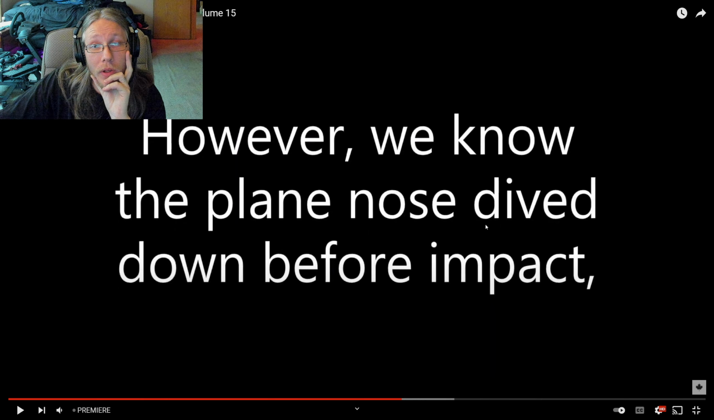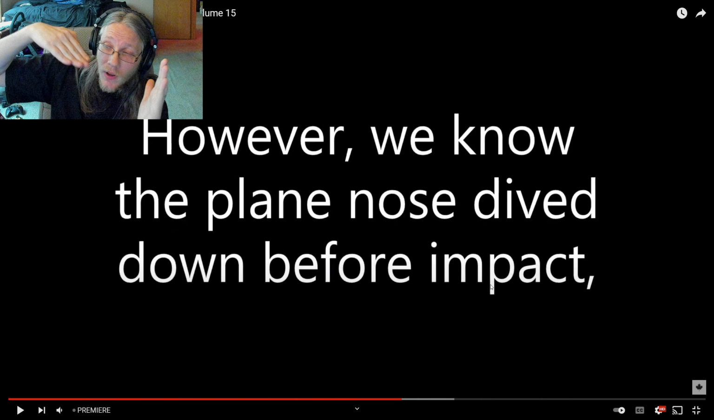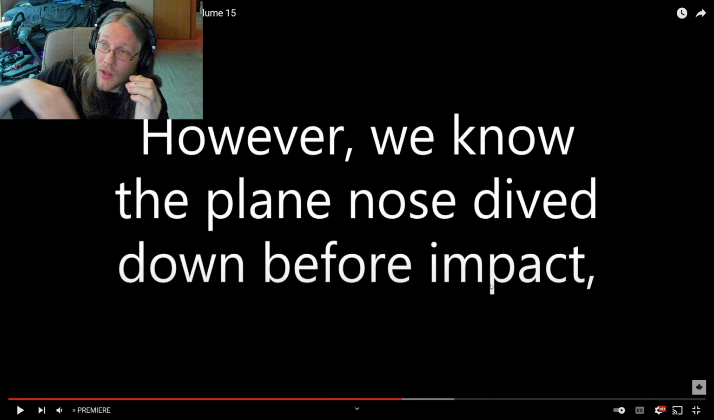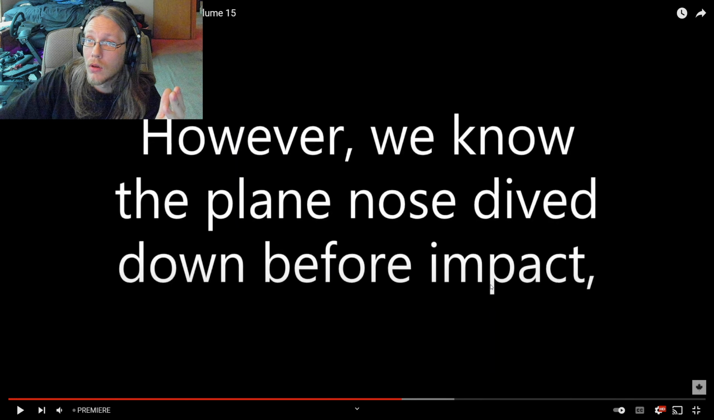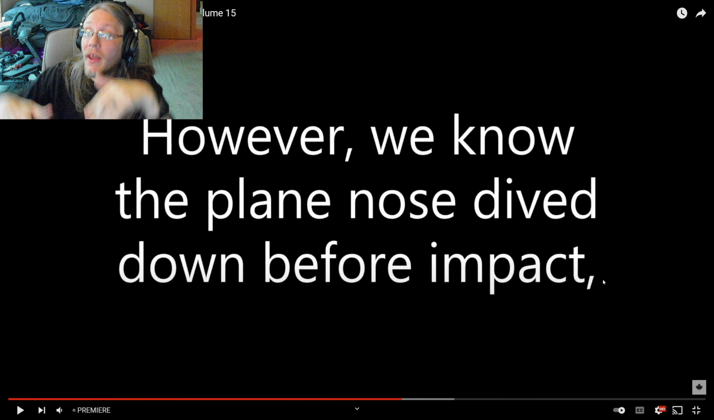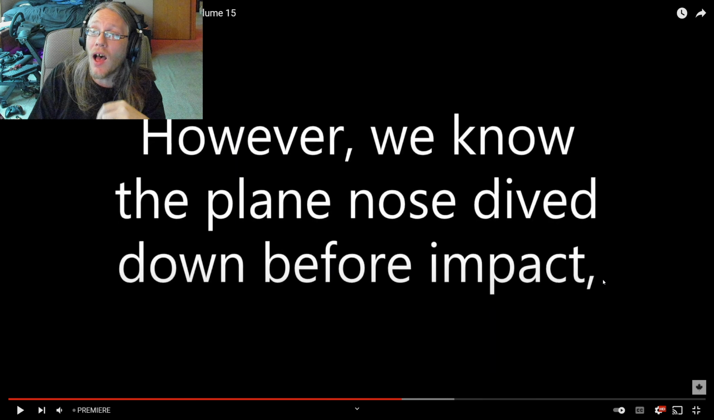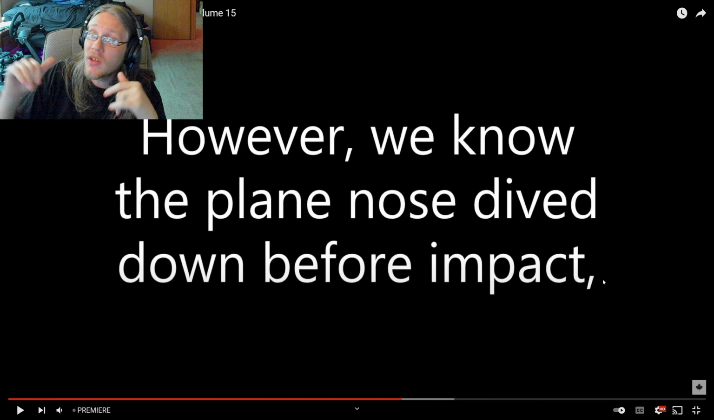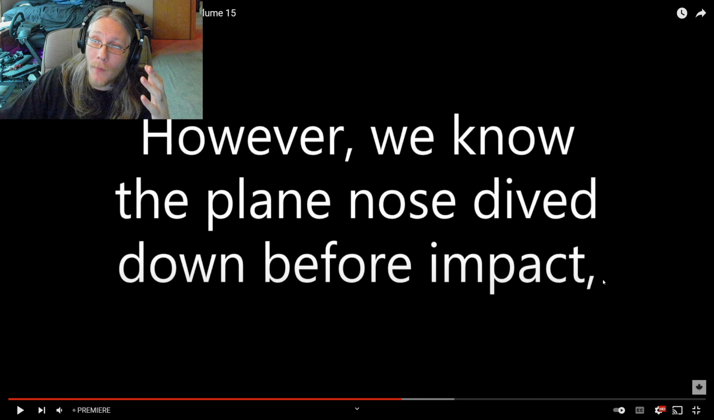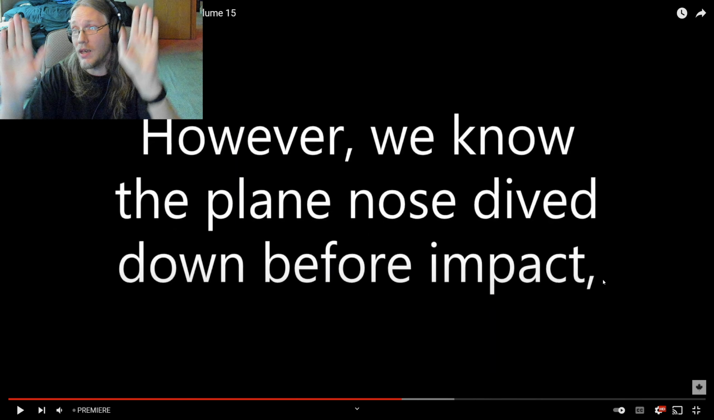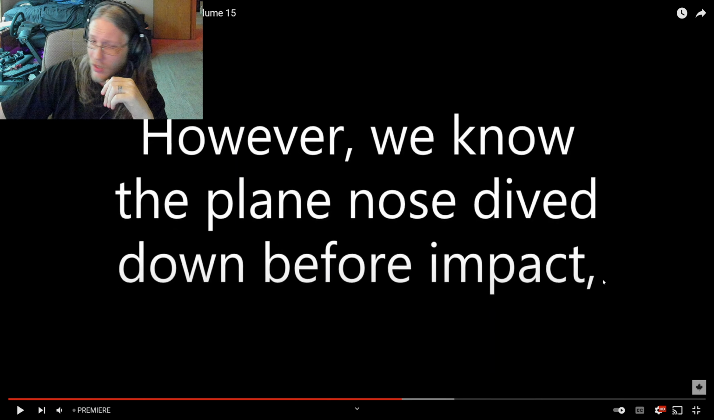However, we also know the plane nosedived down before impact. No, it didn't. It was already at a 35 to 45 degree angle as it hit. It didn't nose down. There's no evidence that it nosed down. And even the flaps in the back are slightly up, not down, meaning it would have been nosing up, if anything, not nosing down. But once again, the amount of flap that we see in the images was not enough to actually make it nose up. It was slightly up because it was coming down. God damn.